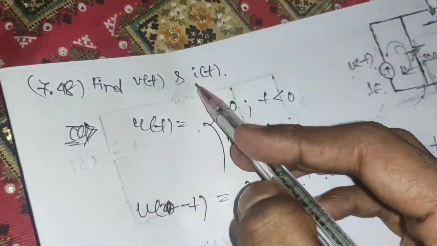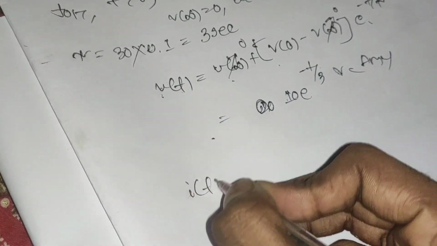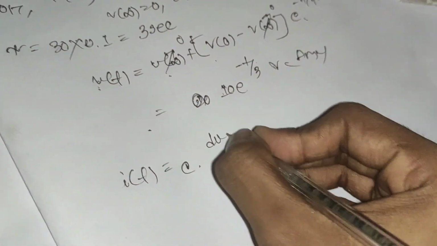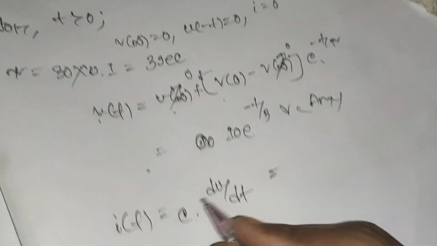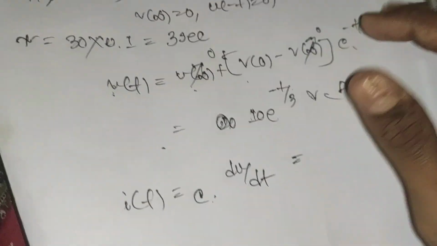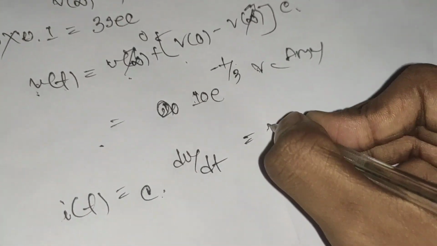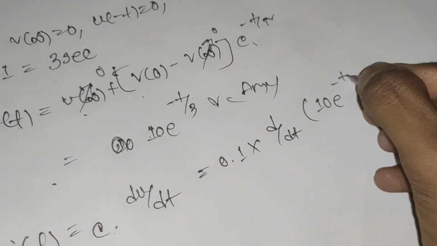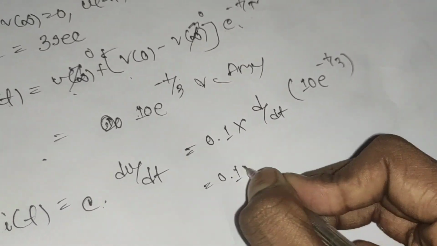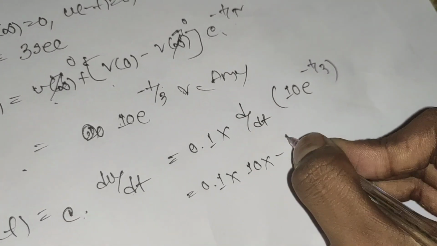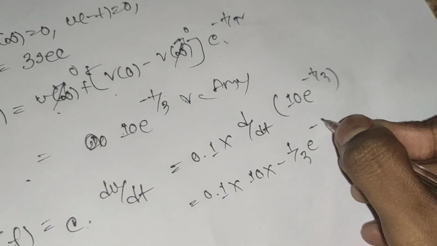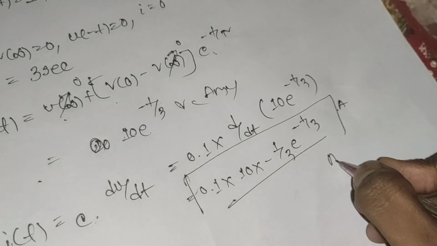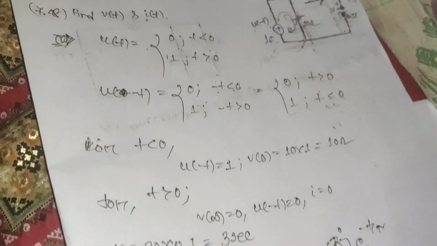Now they wanted us to calculate I(t) as well. For a capacitor the current is C dV/dt, right? Here the capacitance equals 0.1. So we implement this, and d/dt of 10 e to the power minus t by 3, so it will be 0.1 times 10 times minus 1/3 e to the power minus t by 3. So this is the answer. You can calculate this out. These both are the answers from this.